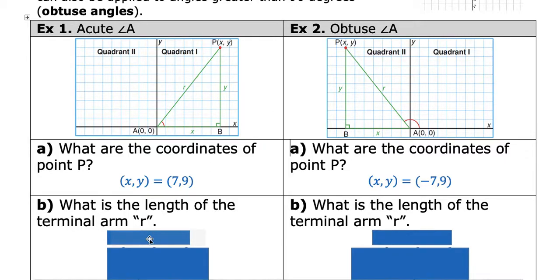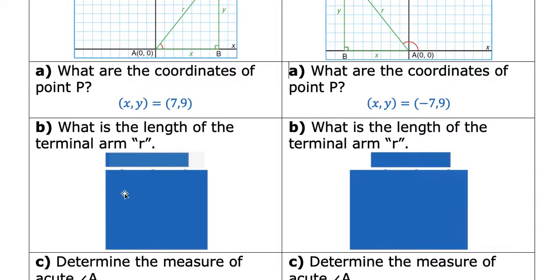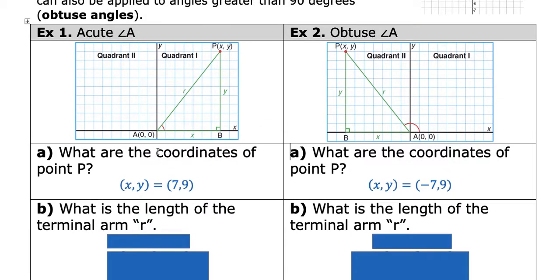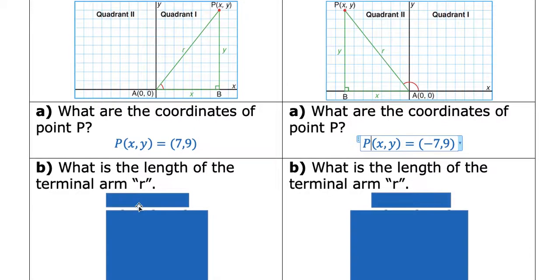So what is the length of the terminal arm R? If we look at this here, the terminal arm R is the hypotenuse of this triangle. So if we know the x and y coordinates, then we can use Pythagorean Theorem in order to determine the length of the terminal arm. So we'll substitute into this accordingly.